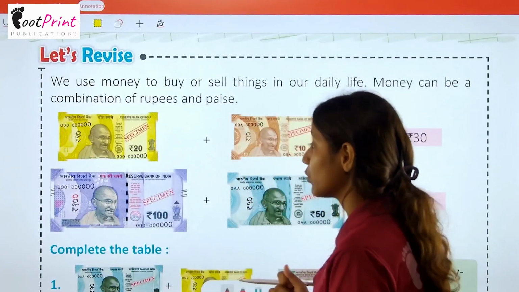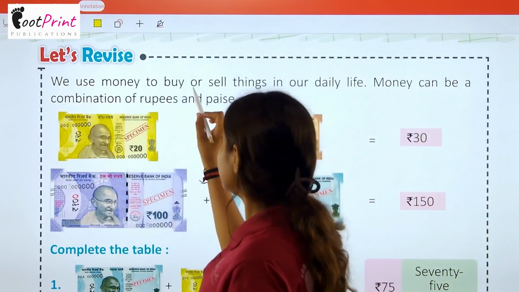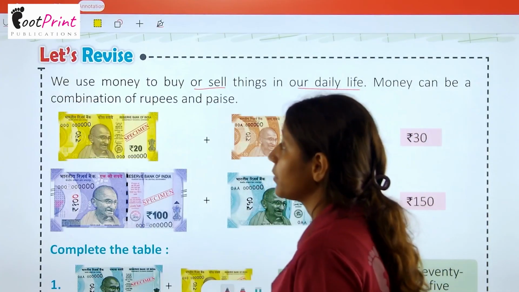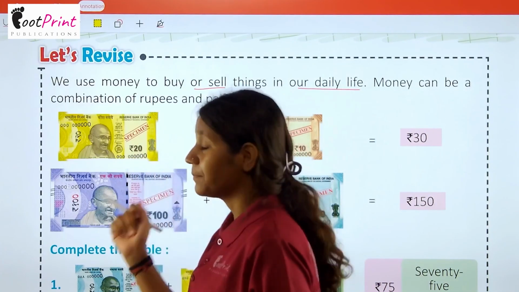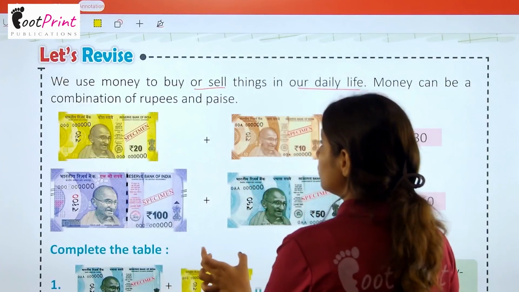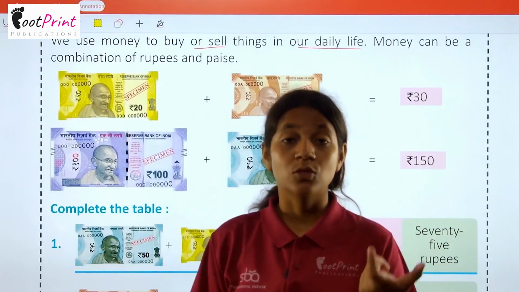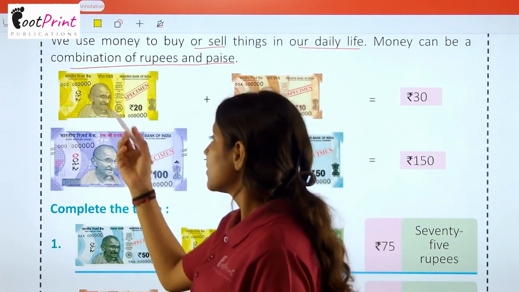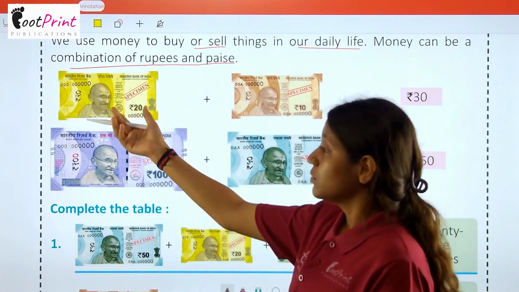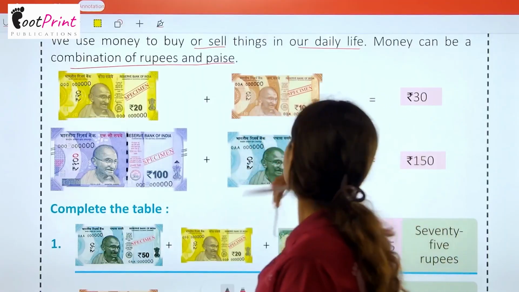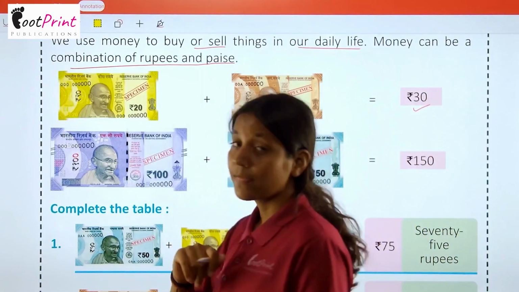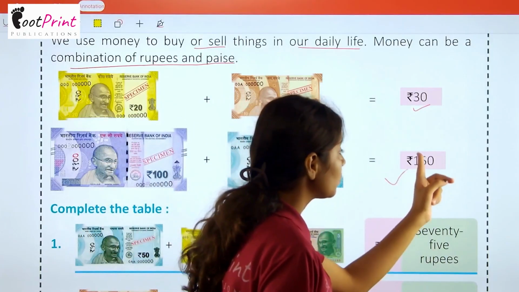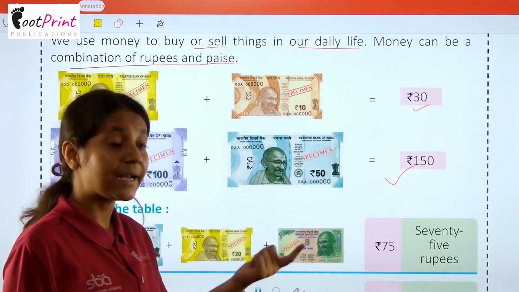Here we have some questions. We use money to buy or sell things in our daily life. Money can be a combination of rupees and पैसे. Okay. So जब हम मनी की बात कहेंगे तो हम combination of rupees और पैसे की बात कर रहे हैं. So here we have a 20 rupee note, a 10 rupee note, that is 30 rupees. Now a 100 rupee note and a 50 rupee note becomes rupees 150. So we are doing simply addition here.